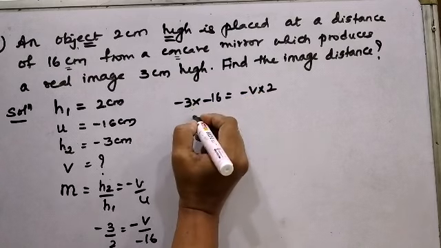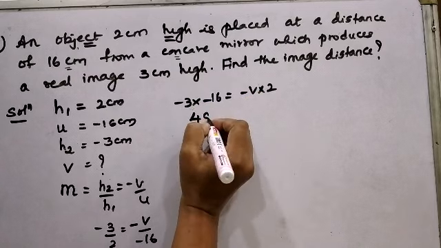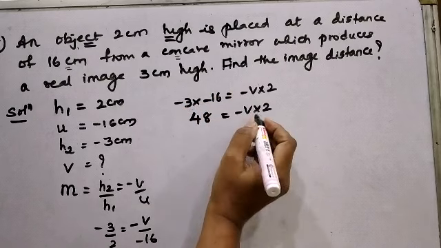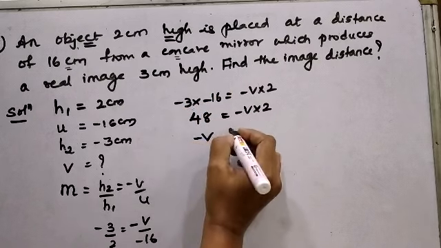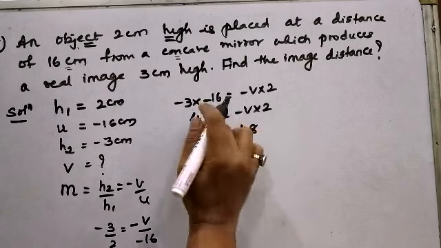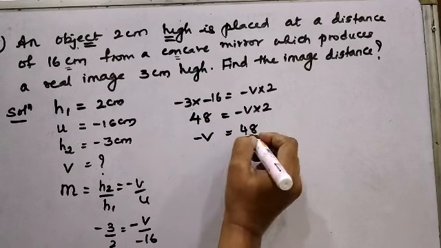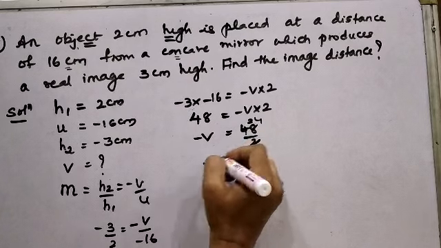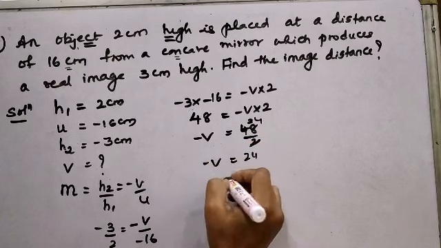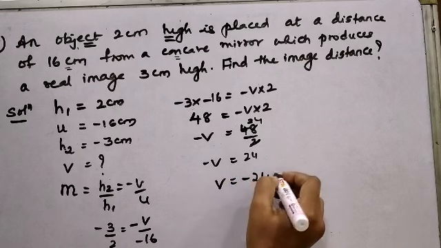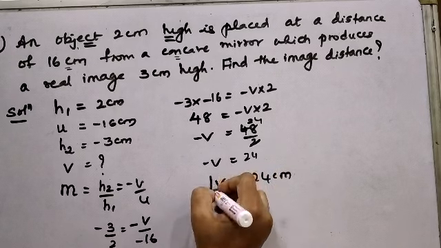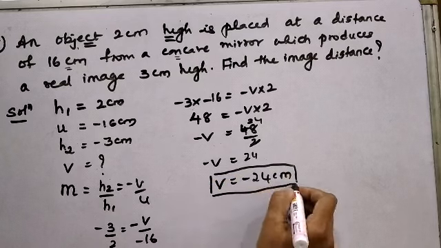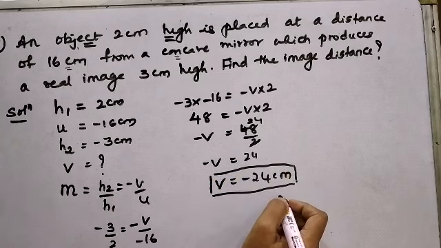So minus 3 into minus 16 will be 16 threes are plus 48. Minus into minus will become plus, is equal to minus v into 2. So minus v is equal to 48 divided by 2. 2 twos are 4, 2 fours are 24. So v is equal to minus 24 centimeters. The negative sign of v indicates that the image is formed on the left side of the mirror.